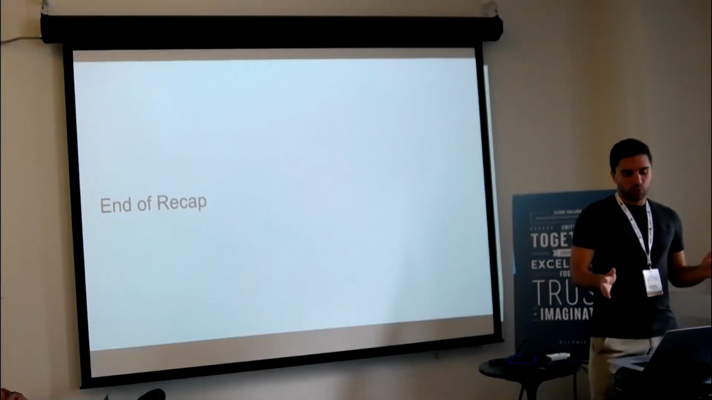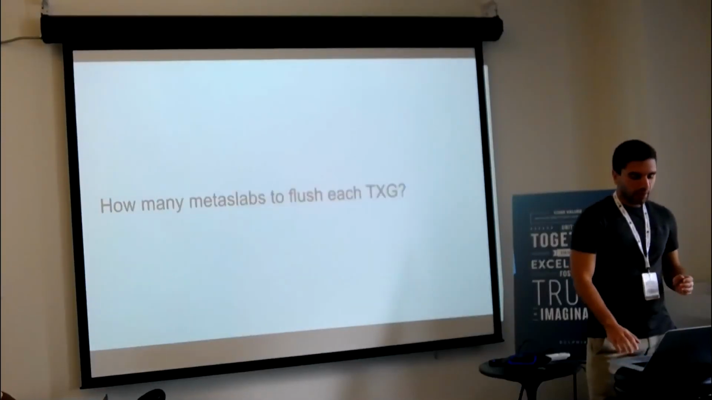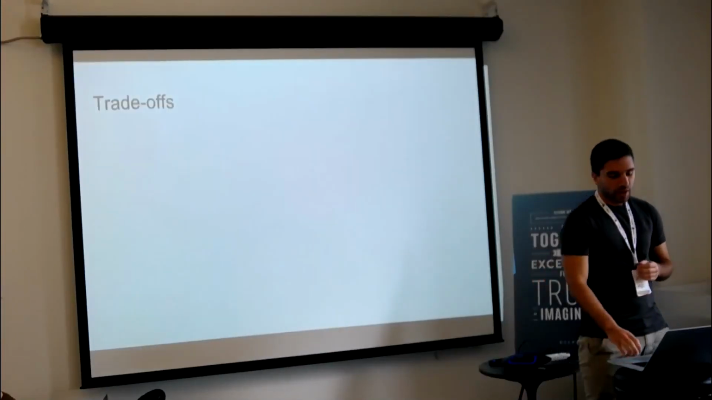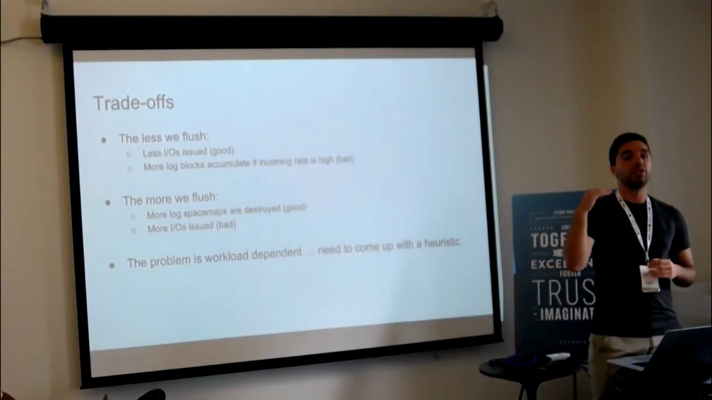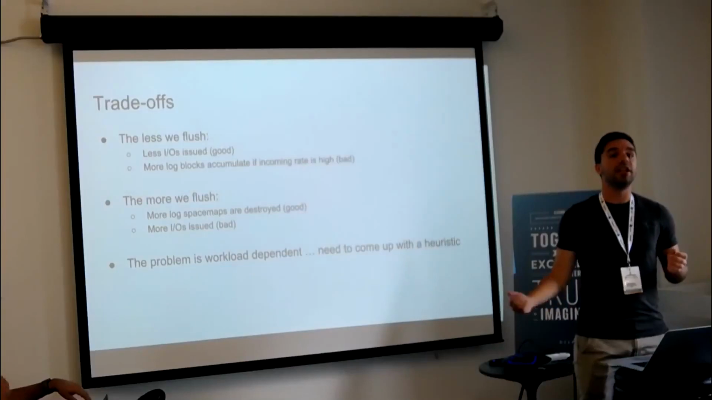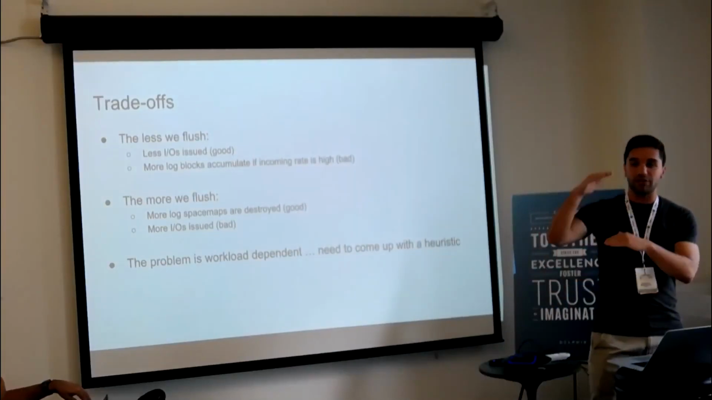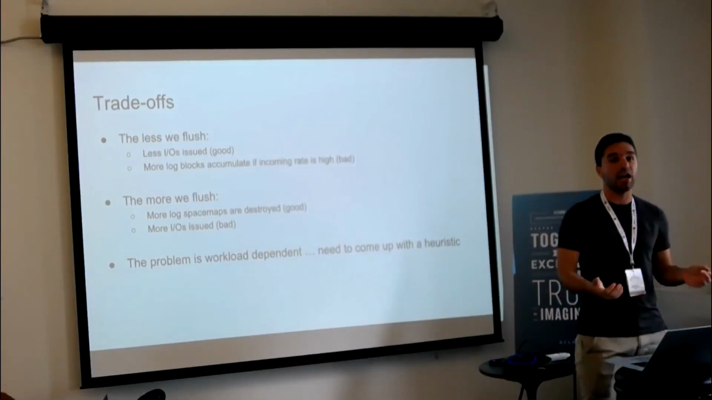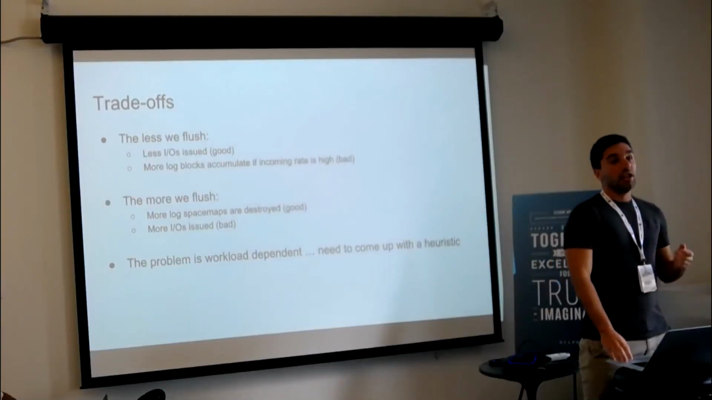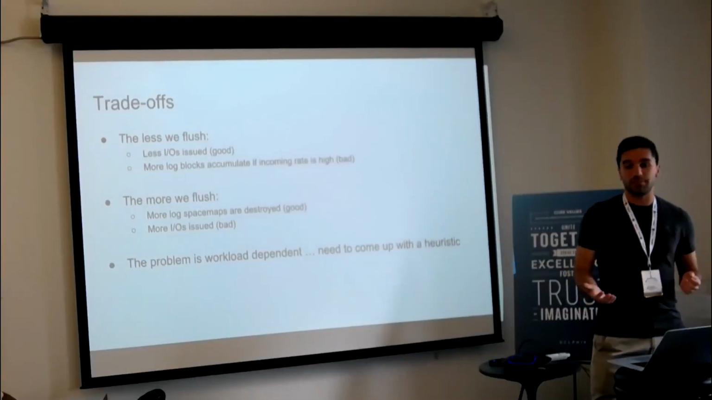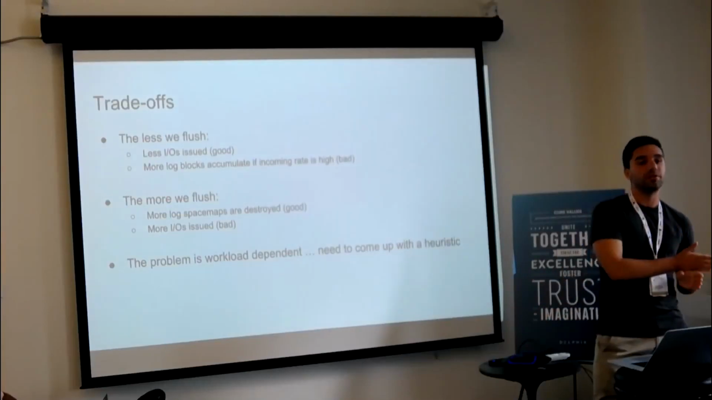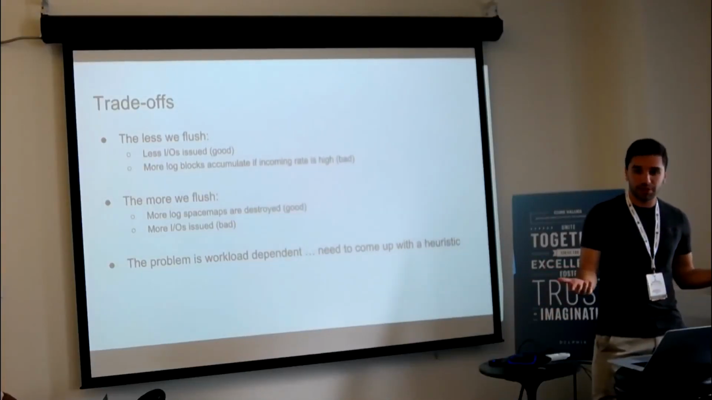So that's where we stopped last time. So now the question is, how many Metaslabs should we flush each TXG? The trade-offs are the following. The fewer Metaslabs we flush, the fewer IOs we issue. But if the incoming rate of log blocks, basically the size of our incoming log spacemaps, is high, a lot of log blocks accumulate and import times take a hit. If we flush more, we get rid of log spacemaps faster, but we issue more IOs and we may end up going into this old state of the system where we're appending to each Metaslab spacemap.